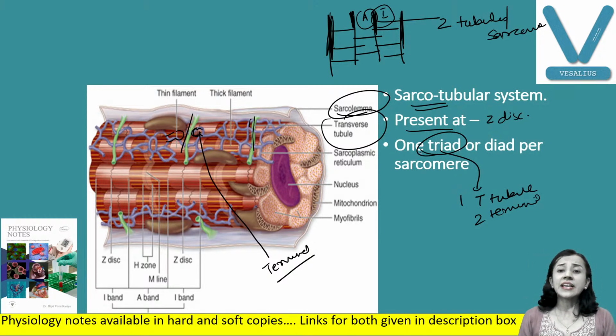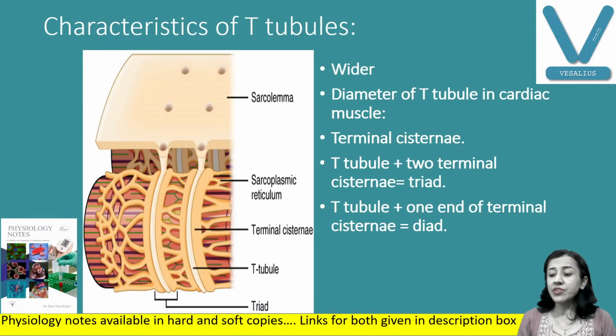So there is one triad. Triad means one T tubule and two terminal cisterns. Okay. Now, another important difference between skeletal muscle and cardiac muscle is that in cardiac muscle T tubules are wider. The diameter of the T tubule in cardiac muscle is 5 times greater than in skeletal muscle, and the volume is 25 times more than in skeletal muscle.